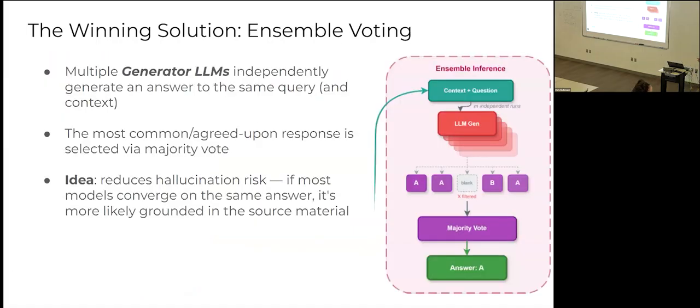We also have ensemble voting. So what's better than one large language model? Multiple large language models. So we're going to use several different models, run them through our entire pipeline, and try to get their answers. And then we're going to look across all those different answers and take the majority vote. So what was the most common answer? Let's use that as the final response.